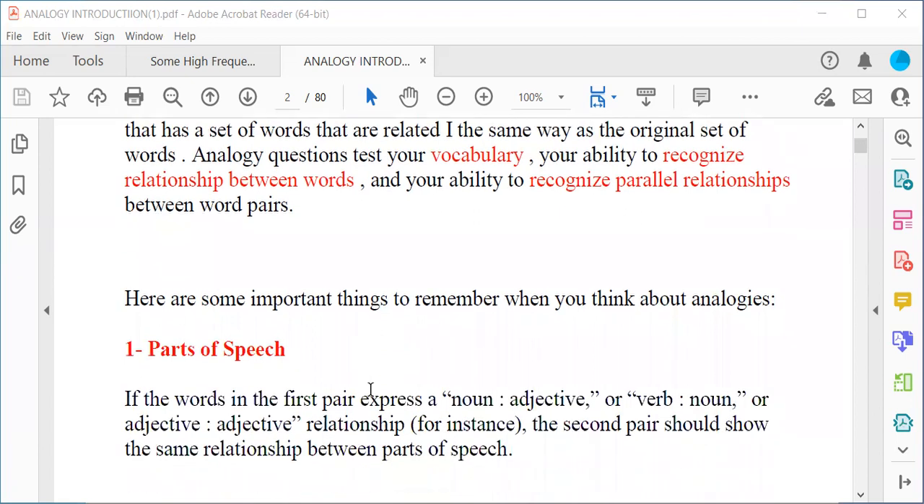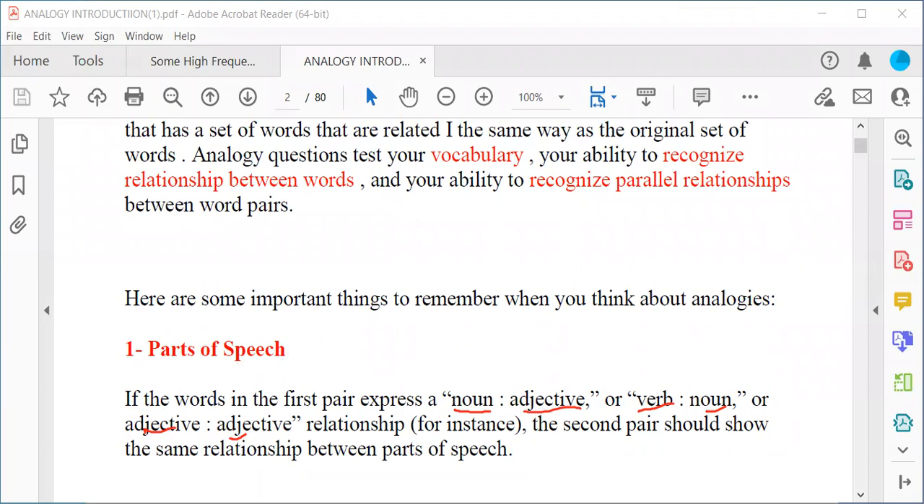steps. The first step that you should be familiar with is that the first pair usually has parts of speech. We have two words that are, for example, noun and adjective. So the answer should be the same. If we have here noun and adjective, the answer should also be noun and adjective. If the main pair is verb and noun, the answer also should be verb and noun. Adjective and adjective both should be adjectives, and so on. So the order of the parts of speech is very important.